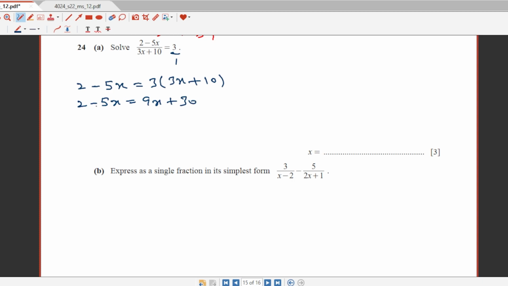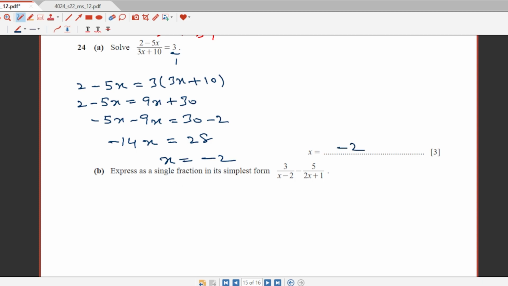9x can be transferred to the left side: minus 5x minus 9x equals 30 minus 2, where 2 must be transferred to the right side. Minus 14x equals 28, and x should be minus 2, since 14 twos are 28. The answer is minus 2.